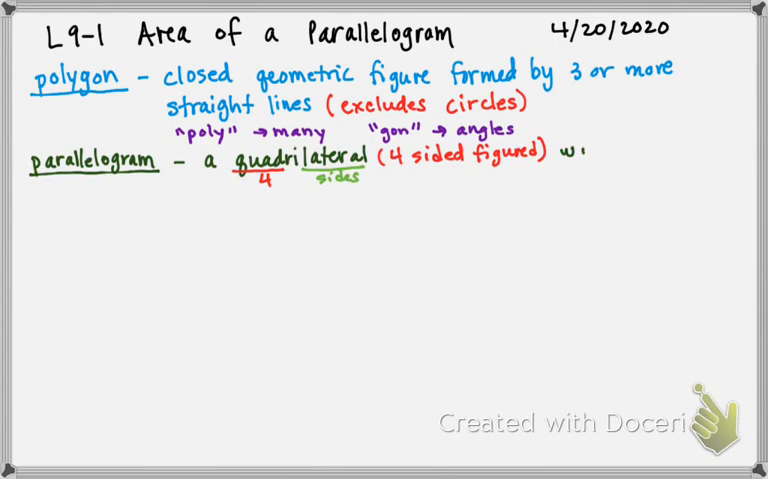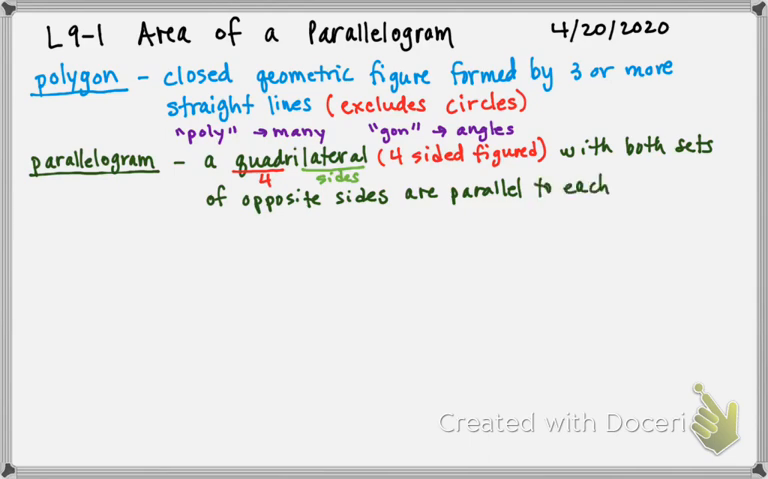With both sets of opposite sides. Opposites. I try to do it all in one. Opposite sides are parallel to each other. Now, they can't all four be parallel to each other. That would not make sense, right? Okay.